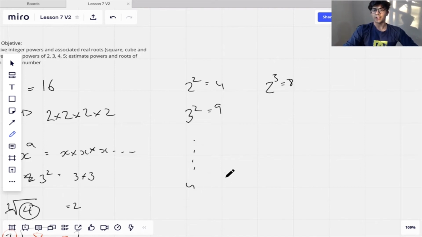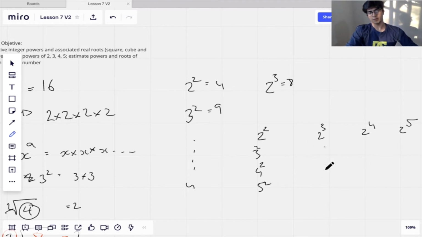A really good exercise right now is to get a pen and paper out, and scribble down 2, 3, 4, and 5, and do 2 squared, and just figure out what these are, then 2 to the 3, and then 2 to the 4, and then even 2 to the 5 if you're feeling brave. And the same thing with 3, 4, and 5, down here. So just take a few minutes to do that.